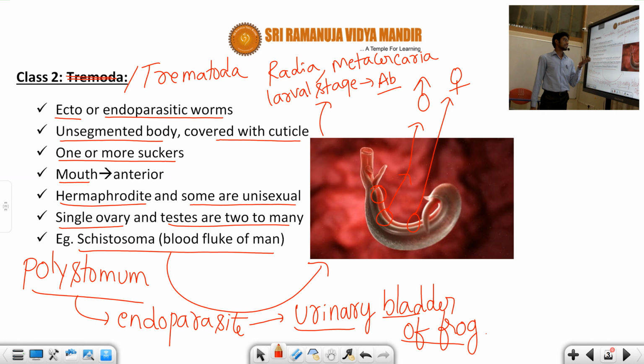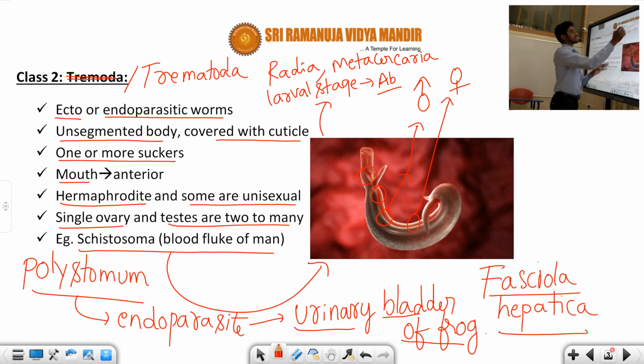Fasciola hepatica also comes under Class 2, Trematoda, of Platyhelminthes. The second example is Schistosoma, also known as the blood fluke of man. Schistosoma shows a typical life cycle, meaning the redia and metacercaria larval stages are absent.